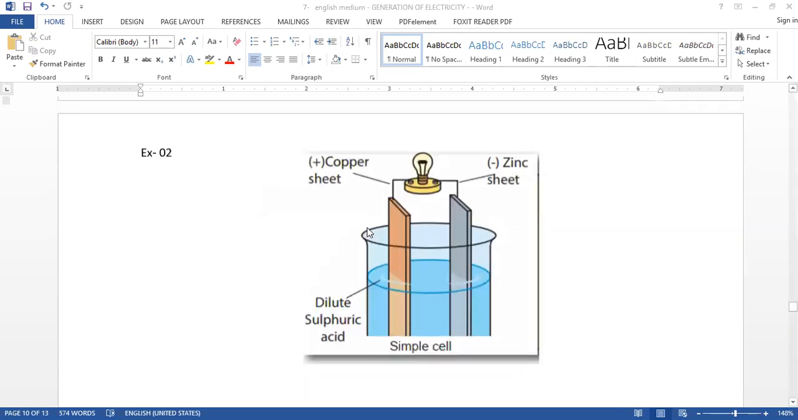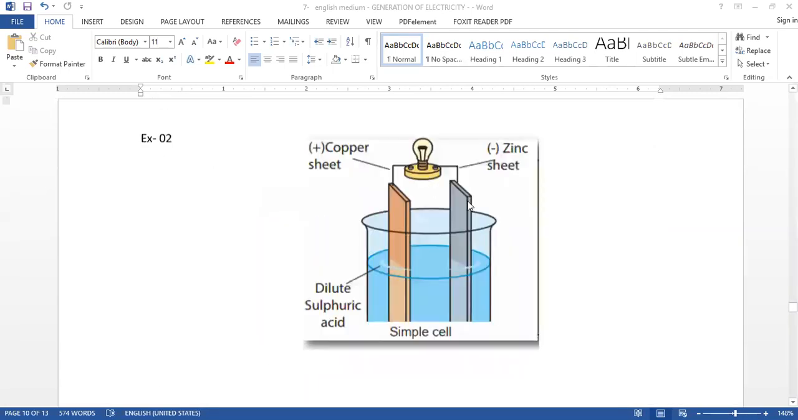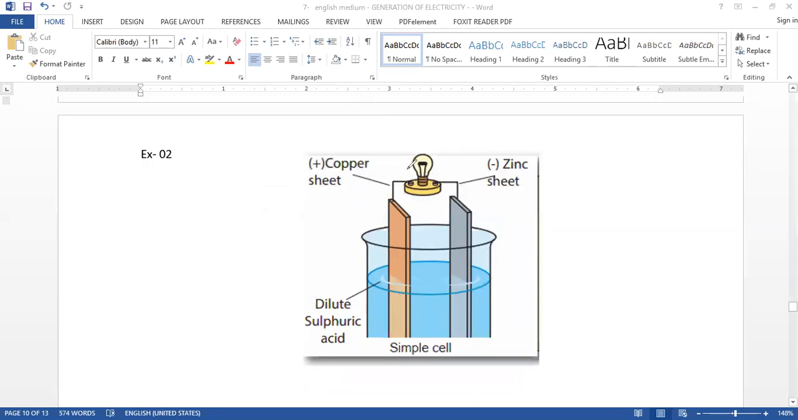Here you can see one simple cell. Can you tell me from where to where the current can move? Which is the positive terminal? Copper, right? Which is the negative terminal? Zinc. Positive to negative means what? Copper to zinc, right? So always what? Current is moving from positive terminal to negative terminal.